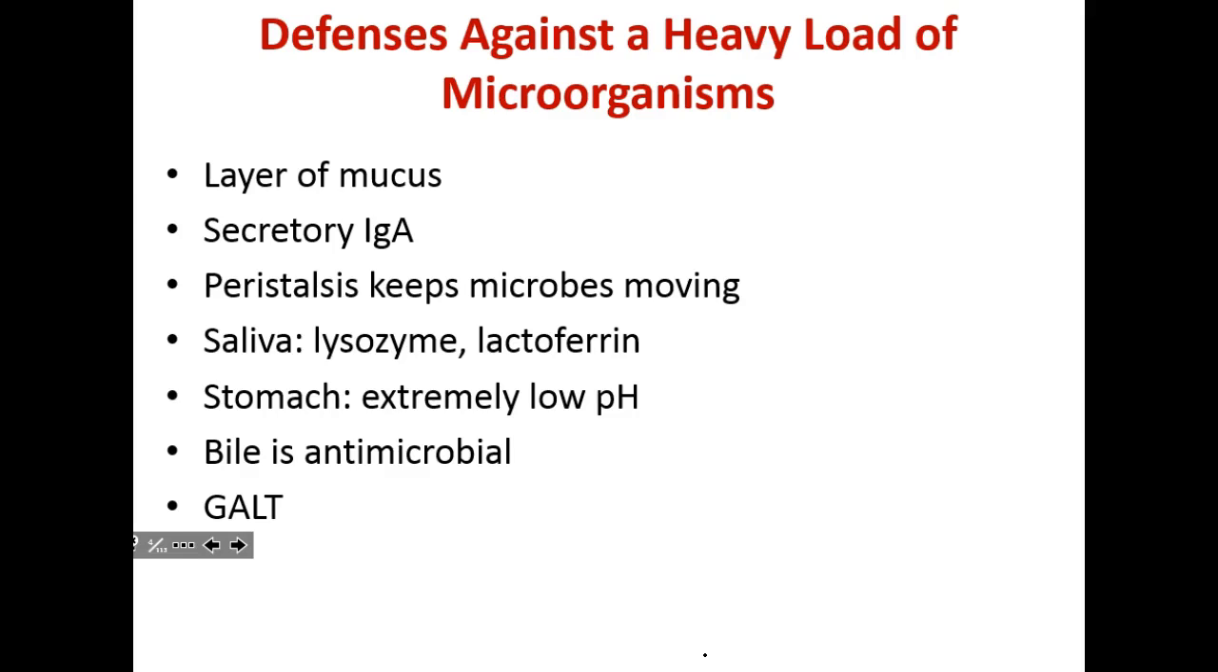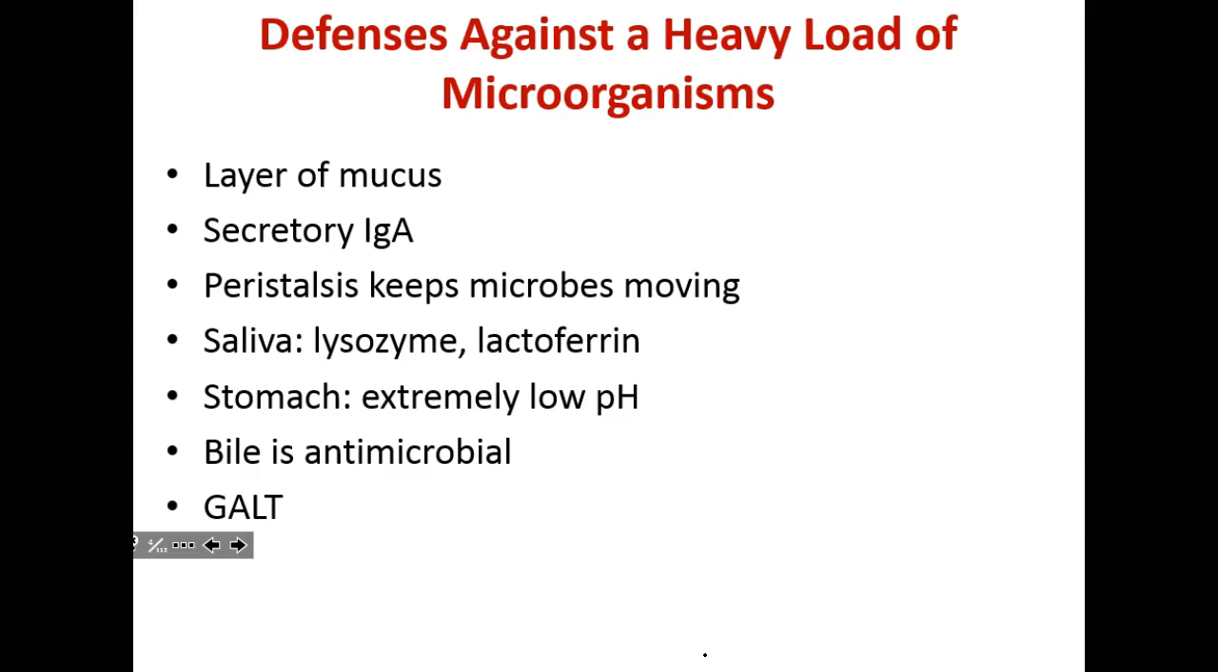Peristalsis keeps microbes moving. What is peristalsis? How do you know when your bowels have to move? How do you know? Somebody please tell me, what is peristalsis? You don't feel something moving in your stomach when it's time to go? Somebody look it up. You have something open, your phone, anything, your computer.